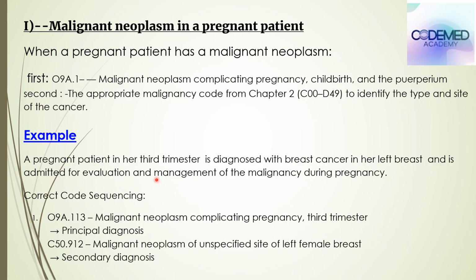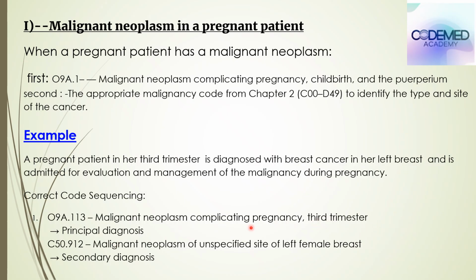A pregnant patient is diagnosed with breast cancer and is admitted for the evaluation and management of the malignancy during the pregnancy. Now, whenever we hear the words pregnant patient, the first code has to be O98.113, malignant neoplasm complicating pregnancy, third trimester.